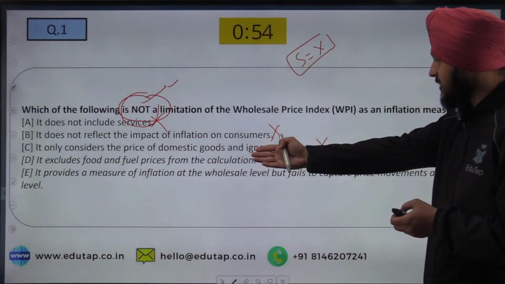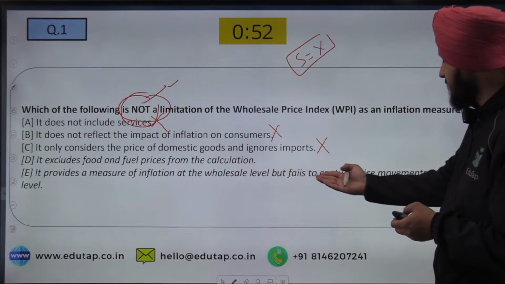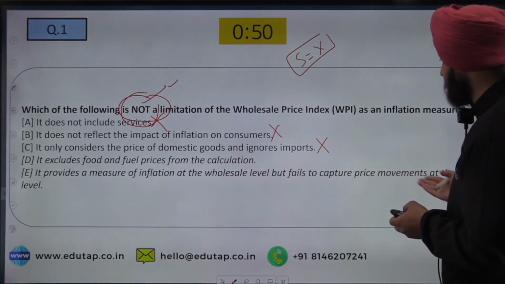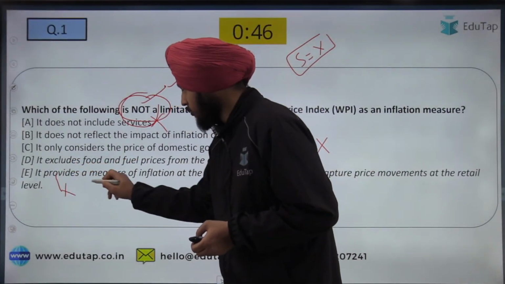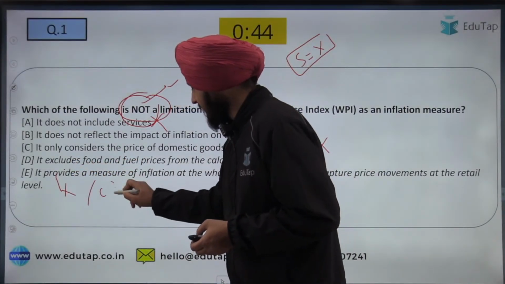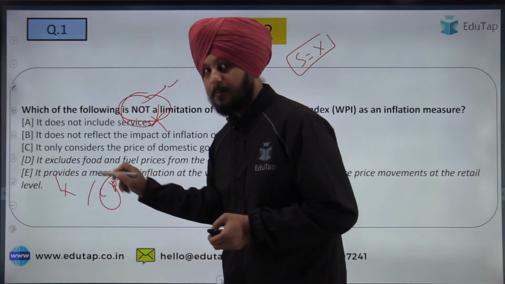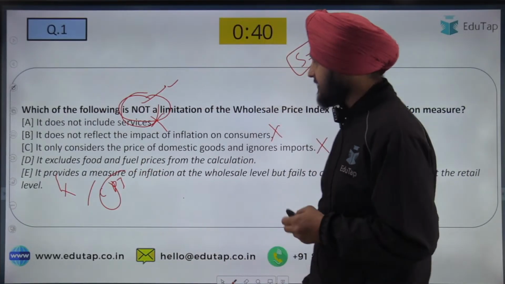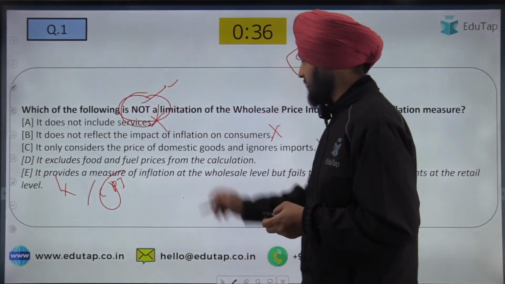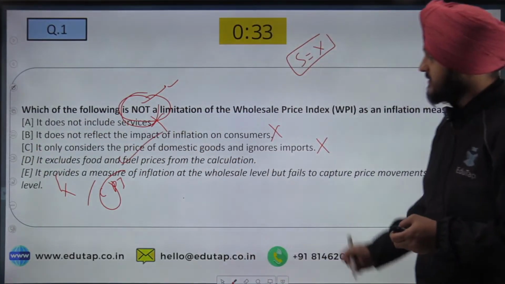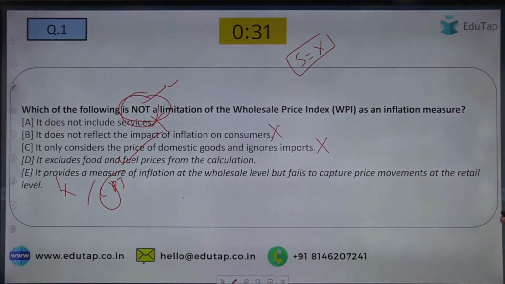Then if you see option E, it provides a measure of inflation at the wholesale level, but fails to capture price movements at the retail level. Of course, this is a limitation of WPI, because CPI captures the price at the retail level, while WPI captures the prices at the wholesale level. And that is the reason what is going to be the correct option. The correct option is going to be option D. Why option D? Because option D says that it excludes food and fuel prices from the calculation.